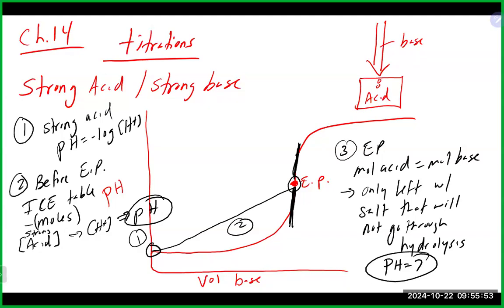You're left basically with water and a neutral salt. So we would expect the pH to be 7 in this particular type of titration. The last part of the titration curve is after the equivalence point. So maybe your indicator did change and that did not stop you. So you just kept adding.